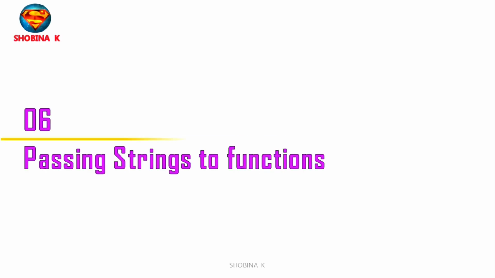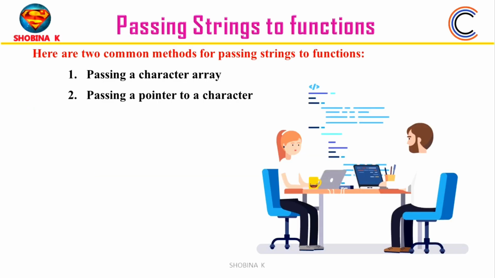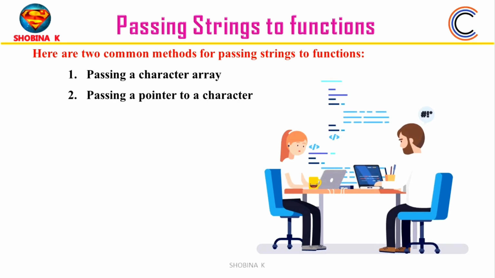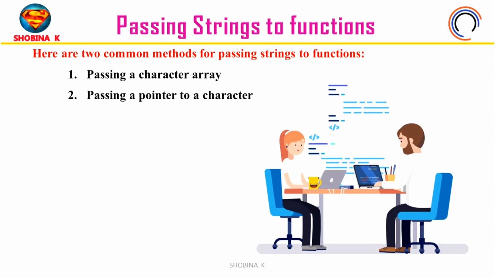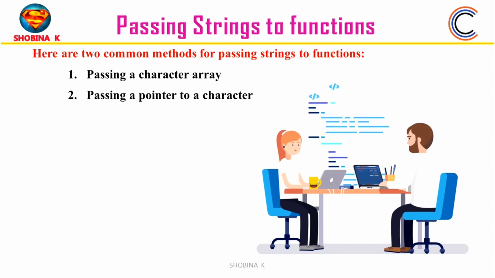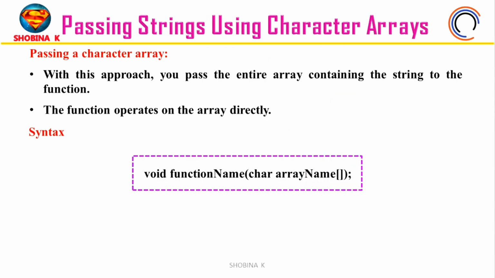And we know that strings are character arrays, and they can be passed to functions like arrays, either directly or as pointers. So passing strings to functions can be done using character arrays or pointers to characters. Let's delve deeper into each method. In the character array approach, the entire array containing the string is passed to the function. The function operates on the array directly. The array decays into a pointer to its first element when it is passed to the function.